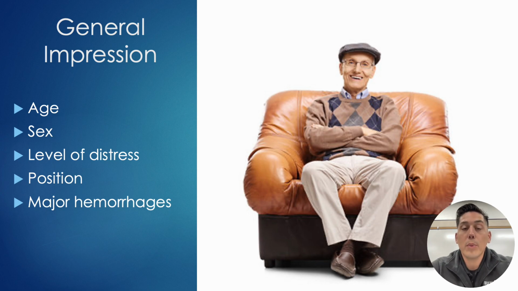They could be lying supine or on their back, or prone, which is on their stomach. And then we need to look for any signs of major hemorrhaging. That's going to be any spurting of blood, any pooling of blood, and or any darkening or saturation of clothing.